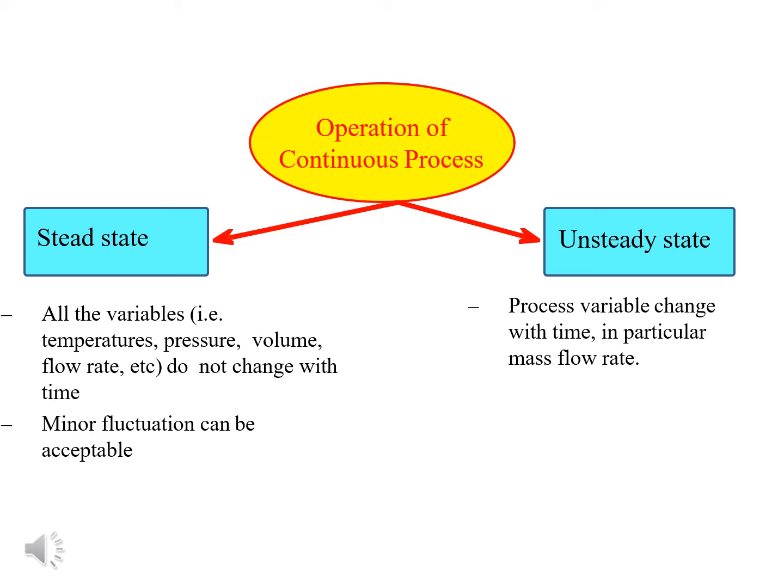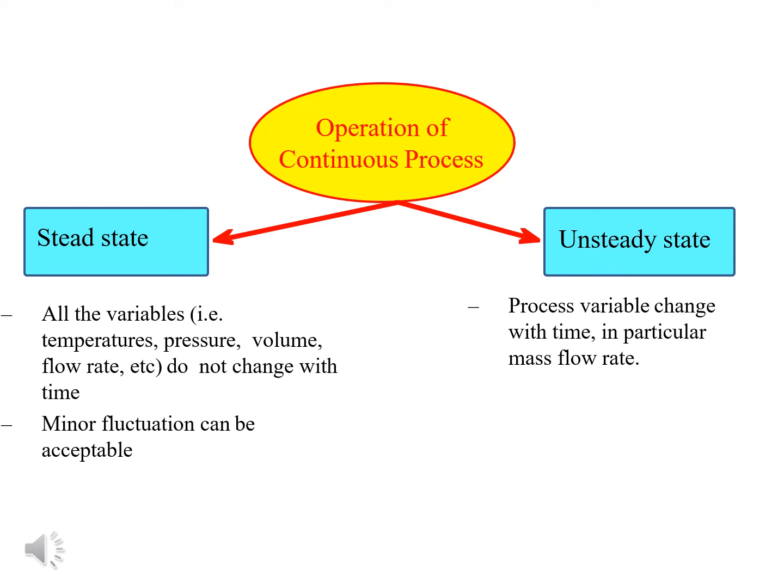Operation of continuous process. Any process can be classified into two types: one is steady state, another one is unsteady state. In a steady state process, all the variables like temperature, pressure, volume, flow rate, etc. do not change with time. A minor fluctuation can be acceptable, but most of the time the variable parameters do not change with respect to time.